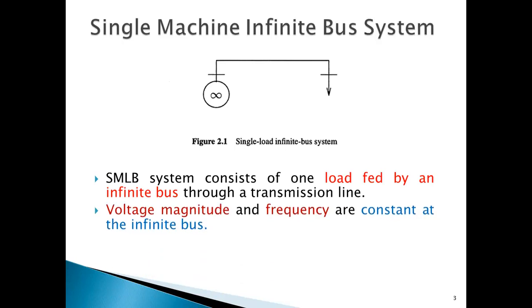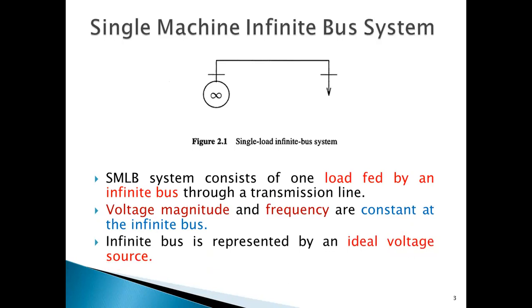Voltage magnitude and frequency are constant at the infinite bus. We are all aware of the definition of infinite bus. The voltage magnitude and frequency will be constant. Infinite bus is represented by an ideal voltage source.